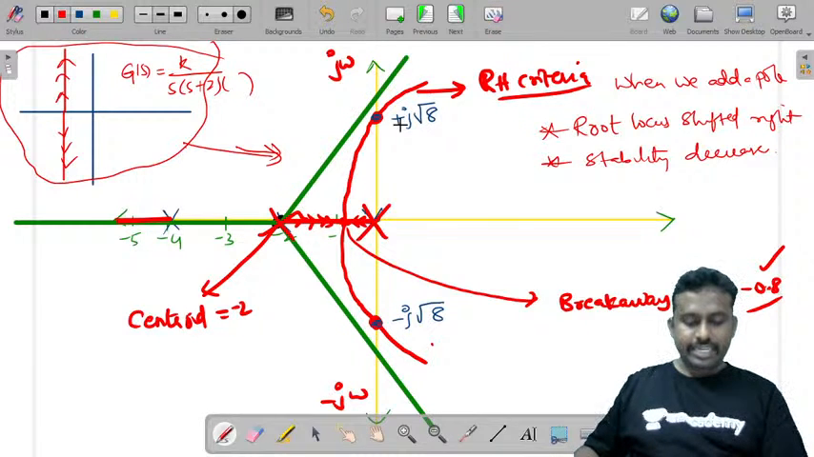Satish Kumar, very very clear explanation. Thank you, Satish Kumar. Lavanya, good explanation, sir.